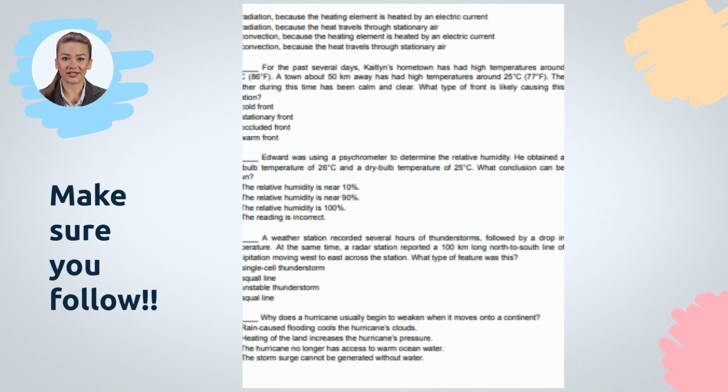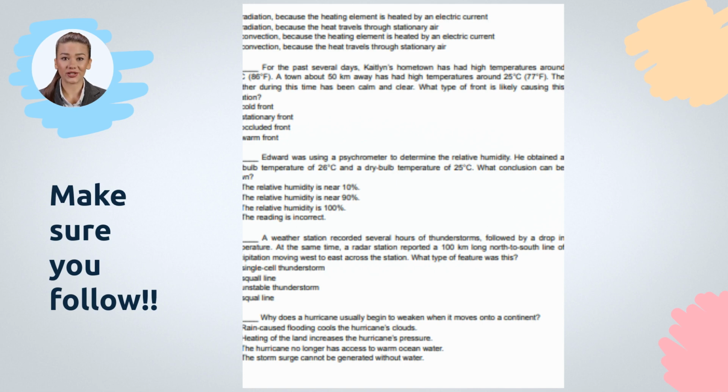For the past several days, Caitlin's hometown has had high temperatures around 30 degrees Celsius or 86 degrees Fahrenheit. A town about 50 kilometers away has had high temperatures around 25 degrees Celsius or 77 degrees Fahrenheit. The weather during this time has been calm and clear. What type of front is likely causing this situation? A. Cold front. B. Stationary front. C. Occluded front. D. Warm front.